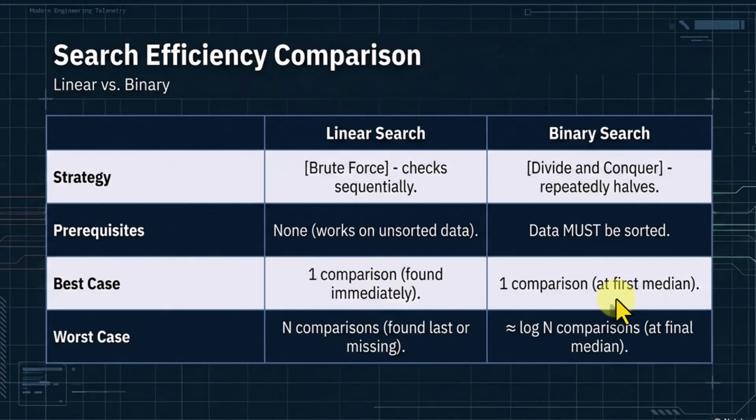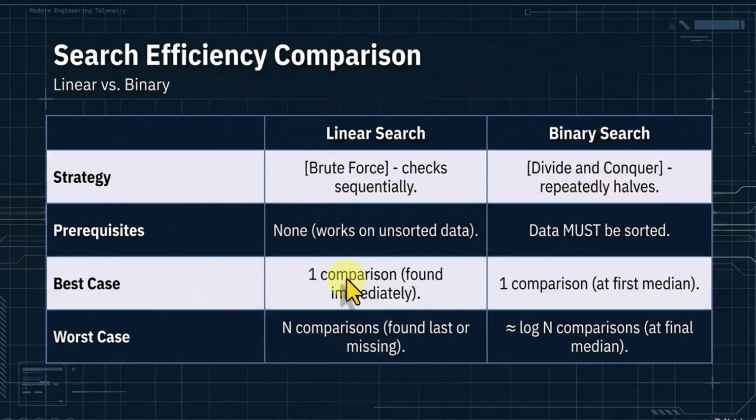Search efficiency comparisons, although we have just done this in the unit of search algorithms before. See, linear search and binary search. Linear search is brute force and binary search is divide and conquer. And the prerequisites: linear search does not have any prerequisites, it can work on both sorted and unsorted data, but in binary search data must be sorted.